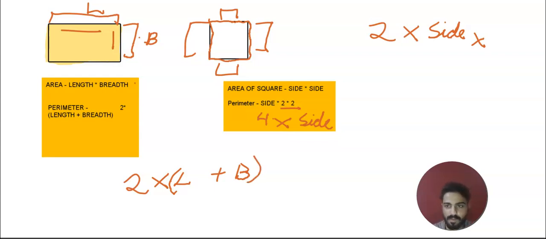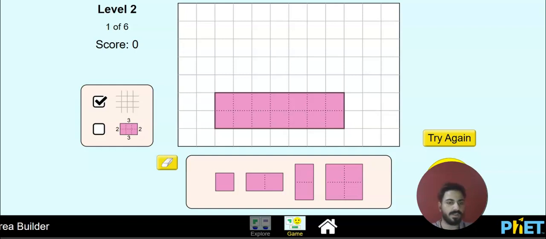Now, on the basis of this formula, we are going to see some questions. I am showing you some questions on this platform. I hope you are focusing over here. The question is we are going to find area as 18 and perimeter as 18 as well. We are trying to find the length and breadth of the figure such that the area and perimeter both are 18.